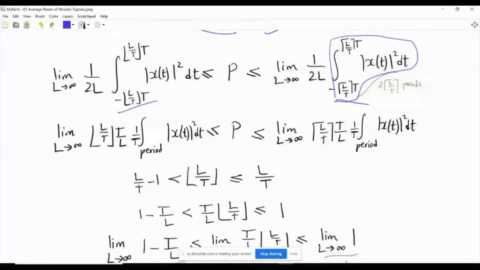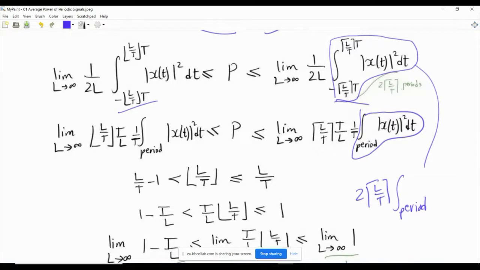So we have 2 multiplied by this integer number of periods, which is the ceiling of L over T. Okay, so what we can do is take the integration over 1 period. So this guy, you take the integration over 1 period, and then you multiply by the number of periods. So this is 2, and then basically you have the ceiling of L over T. So this is the number of periods that exist now on the domain of integration, and you have 1 over 2L there. Okay, 2 goes with 2.